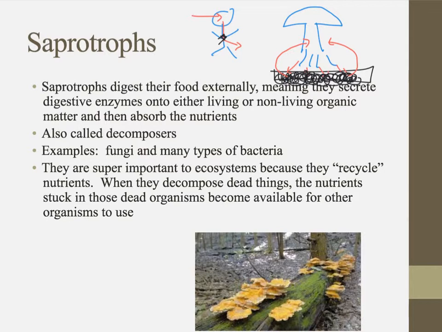saprotrophs and the detritivores. Now, what makes a saprotroph and detritivore different is that the detritivores are still internal digesters. Earthworms and beetles still have a digestive tract, and they're still doing that on the inside. Okay, saprotrophs are achieving the same thing, but again, they are external digesters.